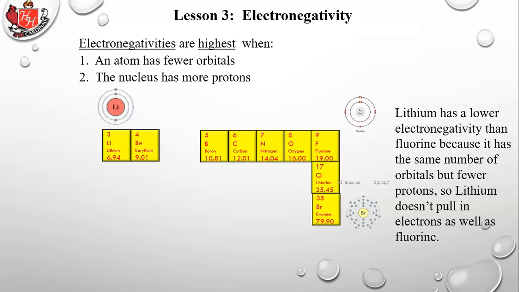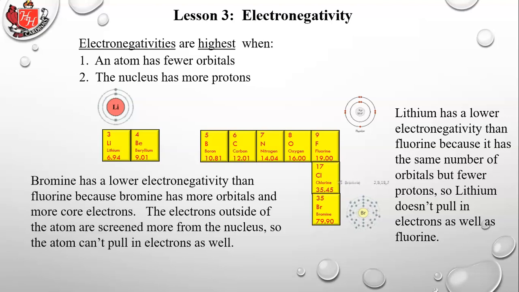Now let's look at a column. Let's look at the column with fluorine, chlorine, and bromine. So bromine has a lower electronegativity than fluorine because bromine has more orbitals and more core electrons. The electrons outside of the atom are screened more from the nucleus of bromine, so the atom can't pull in electrons as well as fluorine can.